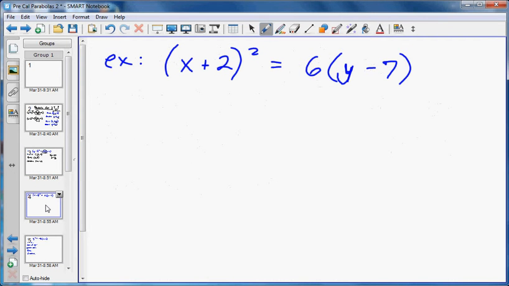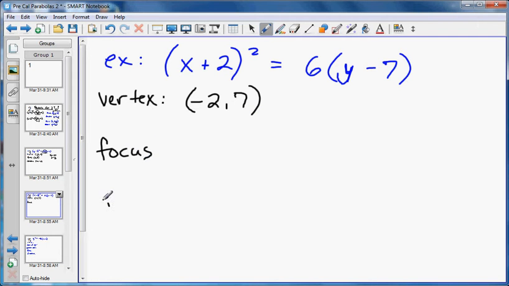On this next one, we start with the vertex, because it's just where we'll go from. The vertex in this one is -2, 7. To get the focus and to get the directrix, we will need the value of P.